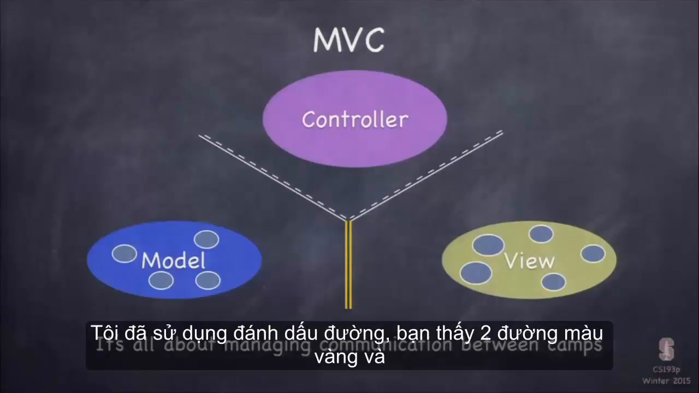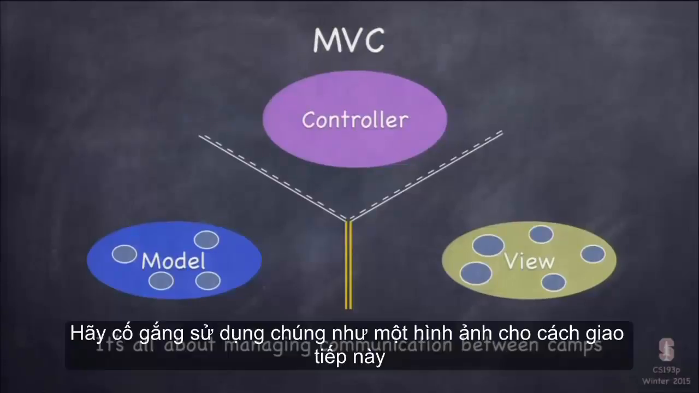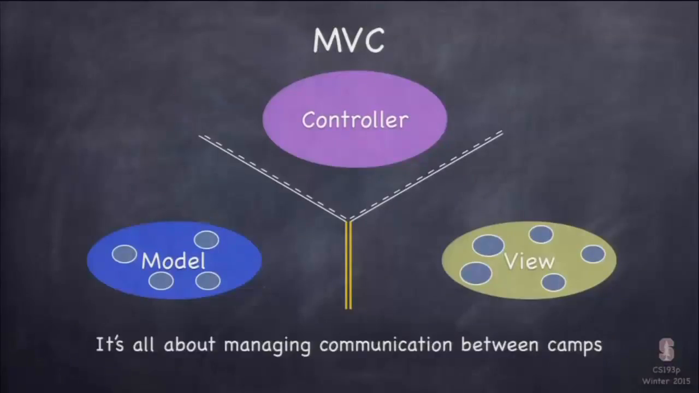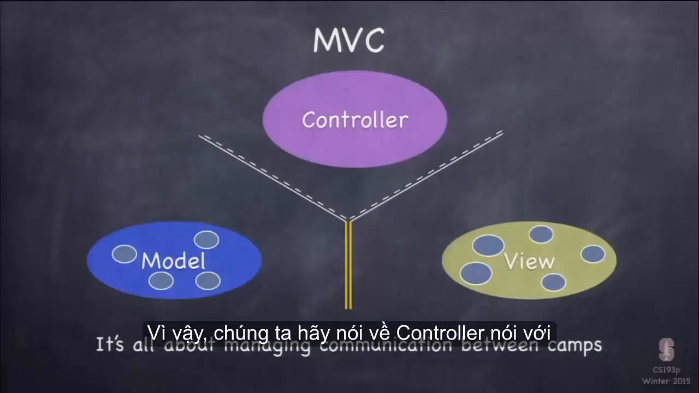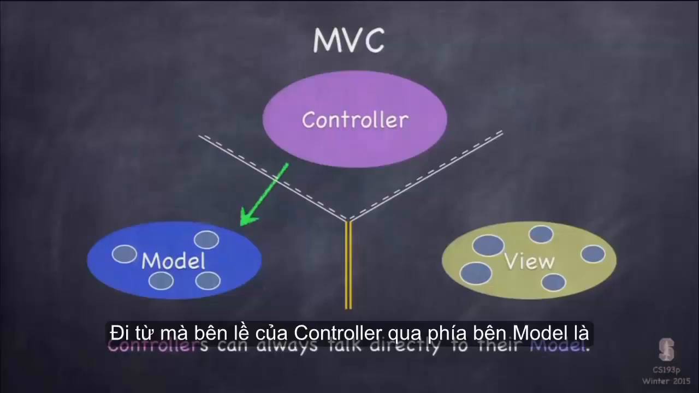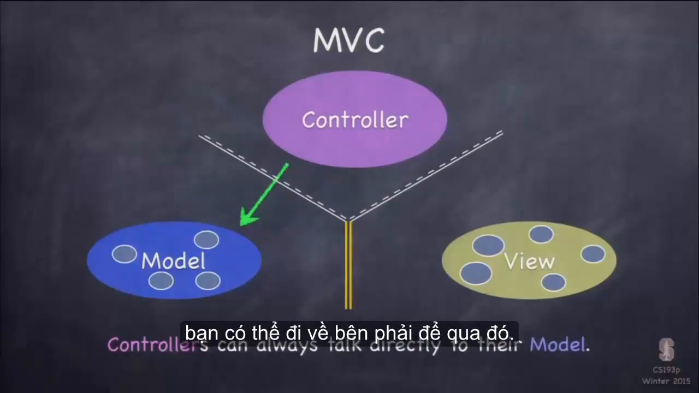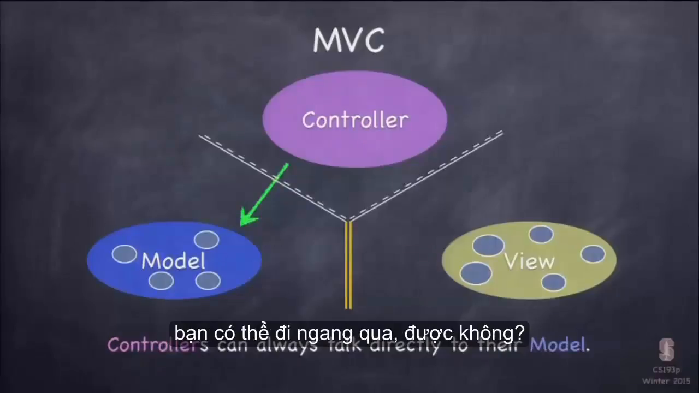And so I'm going to try and summarize how the communication works between these camps, and I've used road markings. You see the double yellow line and then the dashed white line, so that's like you're driving in your car. Try to use them as an image for how this communication happens, where it's allowed, where it's not allowed, okay? So let's talk about the controller talking to the model, okay? Well, going from that side of the road over to the model side is a dashed white line. In other words, you can head right across there. Probably want to look before you go, but you can go right across, okay?